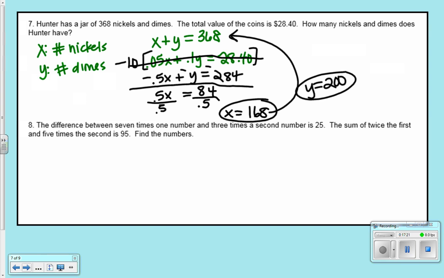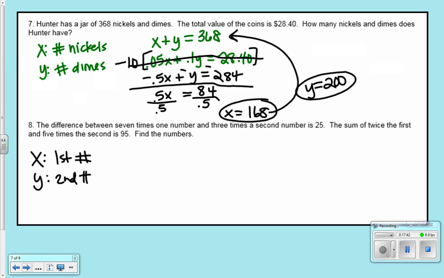Okay, the difference between 7 times one number and 3 times a second number is 25. The sum of twice the first and 5 times the second is 95. Find the numbers. This is one of those problems that looks really impressive after you solve it, because it sounds so confusing. So this is where the labels don't really matter. X is just going to be our first number, and Y is going to be our second number.